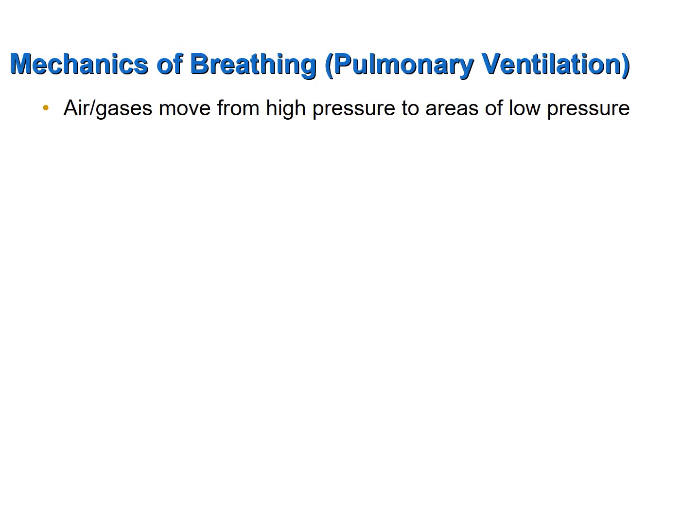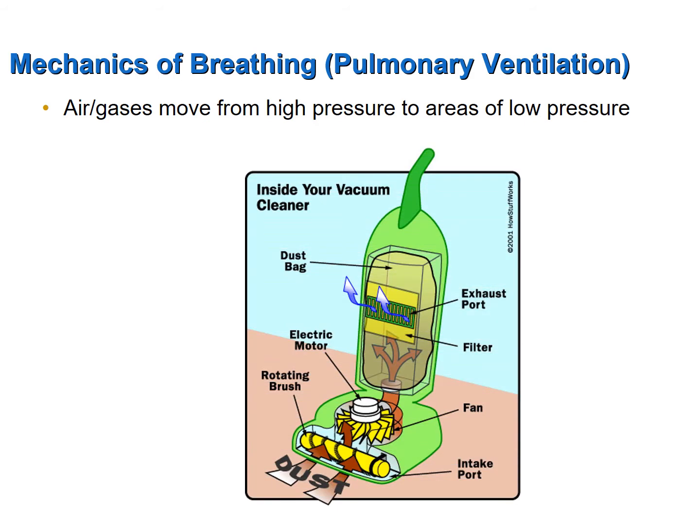Now that you understand the relationship between volume and pressure, let's look at how gas or air moves from an area of high pressure to an area of low pressure. We're going to do that by looking at a device that we're all familiar with, and that is a vacuum cleaner. A vacuum cleaner has a fan that's moved by an electric motor, and that fan moves air out an exhaust port. As it moves air out the exhaust port, it creates an area of low pressure, or a vacuum, within the vacuum cleaner.